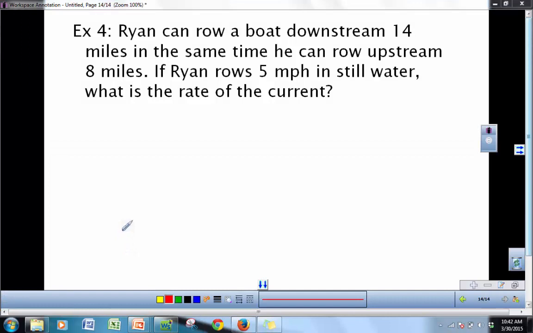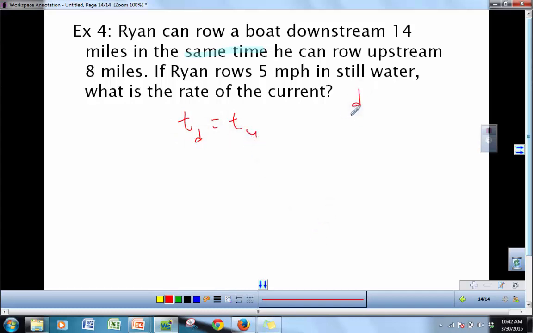So Ryan can row a boat downstream 14 miles in the same time he can row upstream 8 miles. If Ryan rows 5 miles an hour in still water, what is the rate of the current? Once again, the key piece to this is same time. So a very similar situation as the last problem. His downstream time is equal to his upstream time.